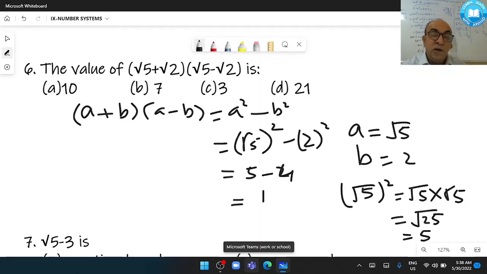5 minus 2 is 3. So options are not given here, but the answer should be 3. I'm sorry, it is not 2, it is square root 2. So the square of square root 2 will be 2, and 5 minus 2, answer is 3. So option C is the correct answer.